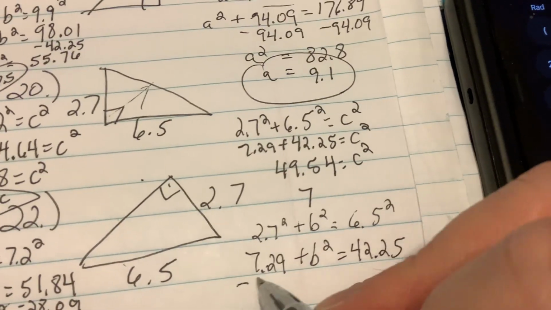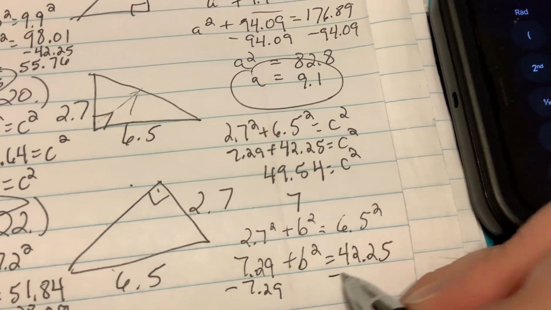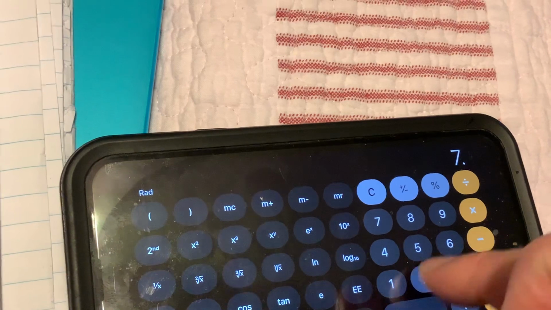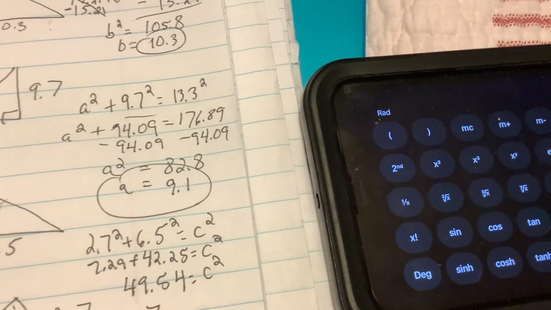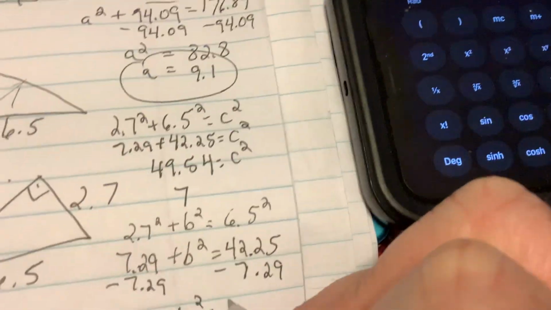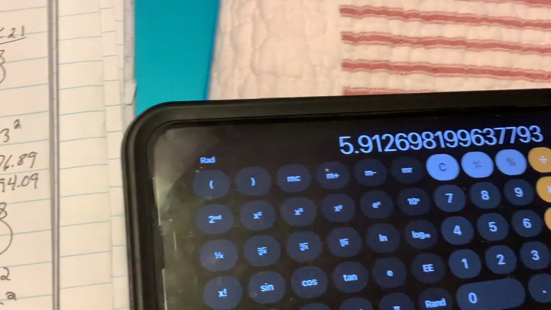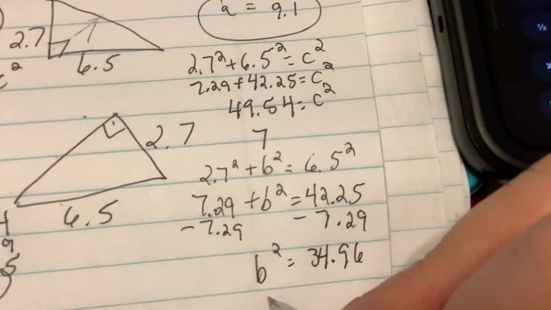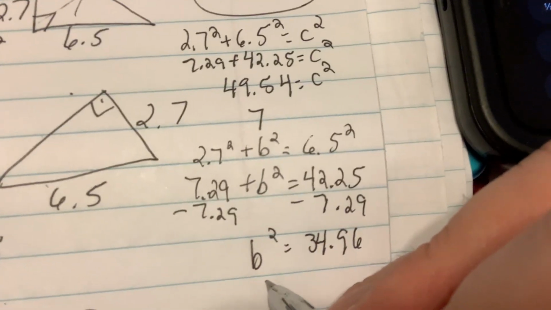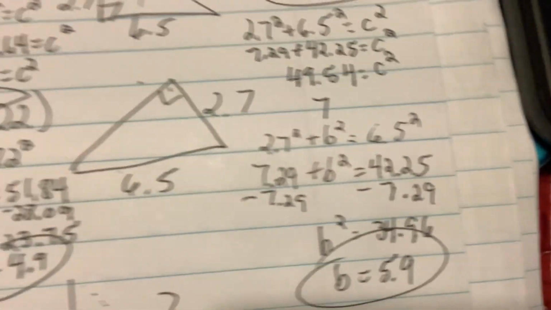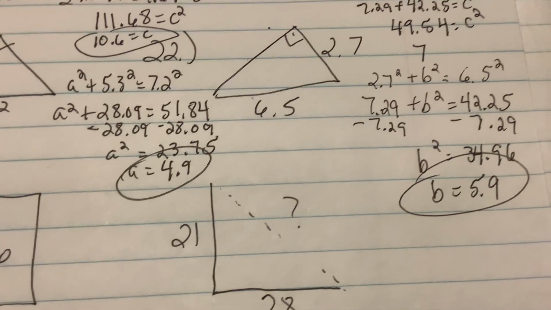And then to isolate b squared, we're going to subtract. That is 34.96, and then all we have to do is square root that to get 5.9. Okay, so as you see, like I said, be real careful.